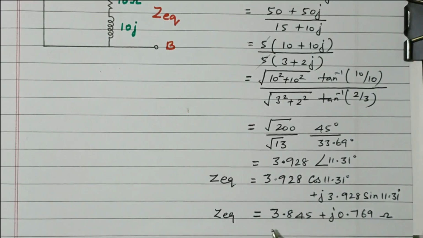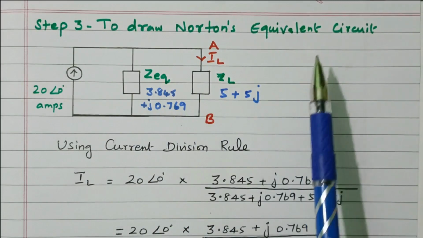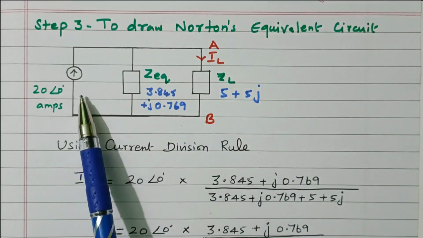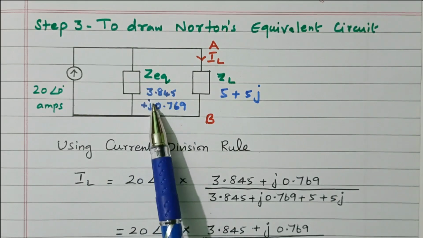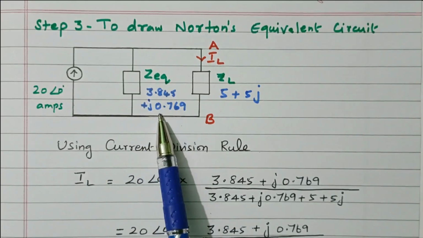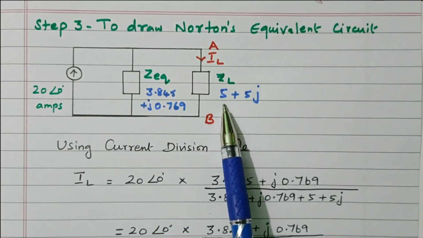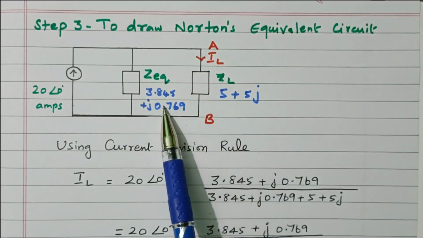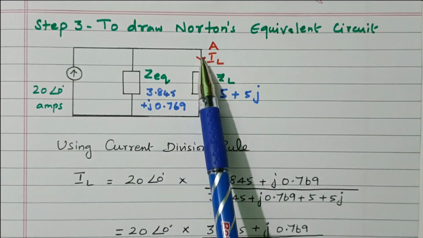Now we calculated short circuit current as well as Z equivalent. Now we will go for the equivalent circuit. So step 3 is to draw the Norton equivalent circuit: short circuit current, Z equivalent and load terminal. The short circuit current we calculated is 20 with angle 0 ampere. The Z equivalent is 3.845 plus j 0.769. Right? Then the load terminal AB having the load impedance is 5 plus j5. So this is available in rectangular form, so that Z equivalent is also written in rectangular form.